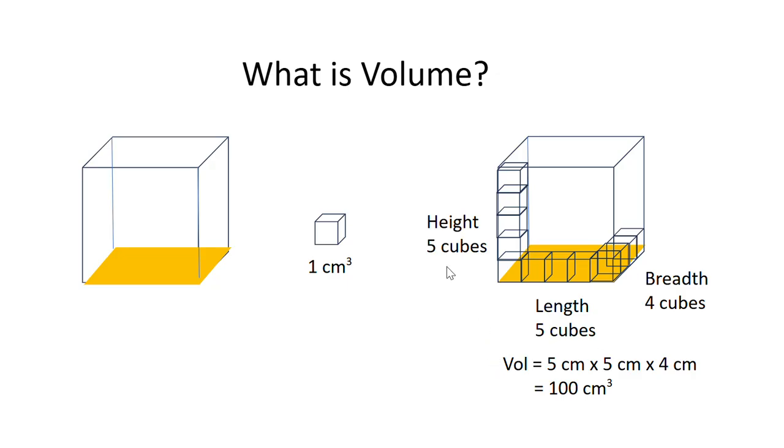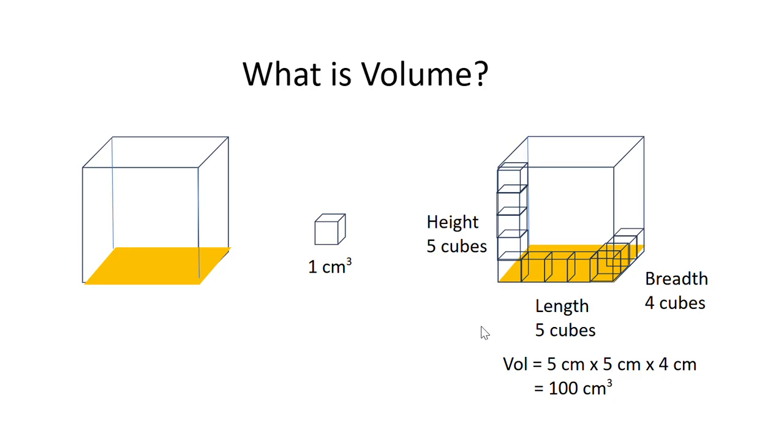So the volume of this object is actually the number of 1 centimeter cubes. In this case, I got 5 cubes by 5 cubes by 4 cubes. Since the side of each cube is 1 centimeter, it's 5 centimeter by 5 centimeter by 4 centimeter. So in total, the volume of this object is 100 centimeter cube.